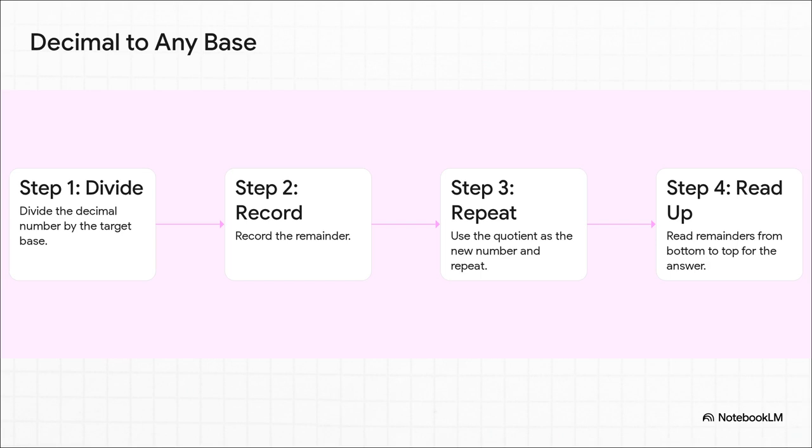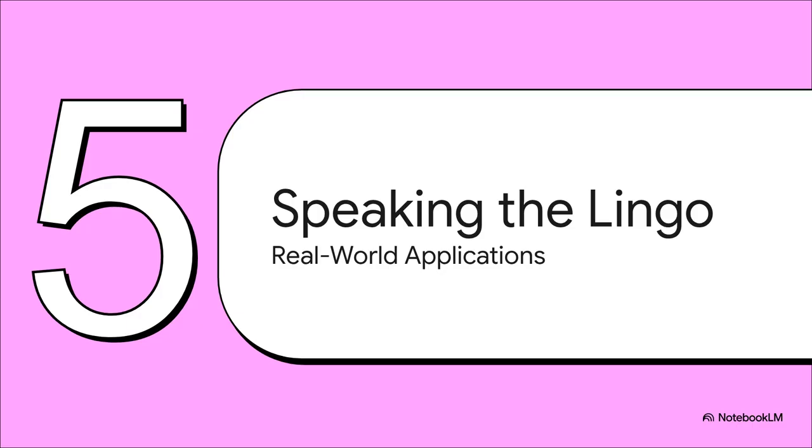Once you hit a quotient of 0, you stop. And here's the crucial part. You read those remainders from the bottom to the top. So that gives us 1, 1, 0, 1. The number 13 is 1101 in binary. So, the point is, we now have a full-blown toolkit for translation.